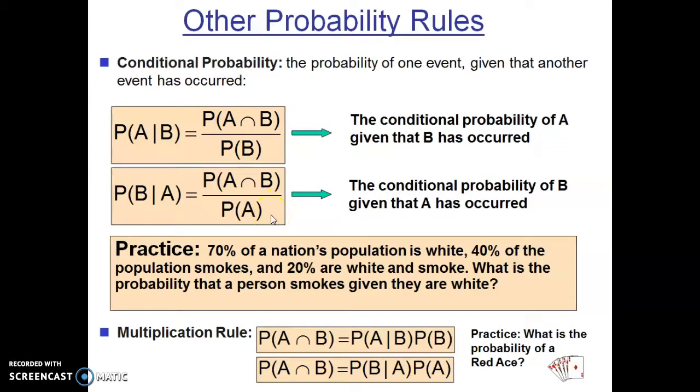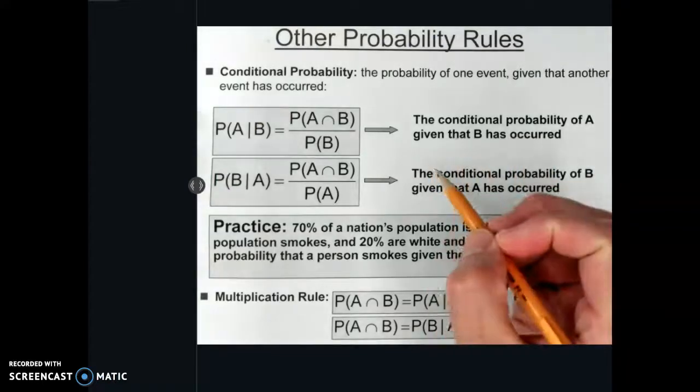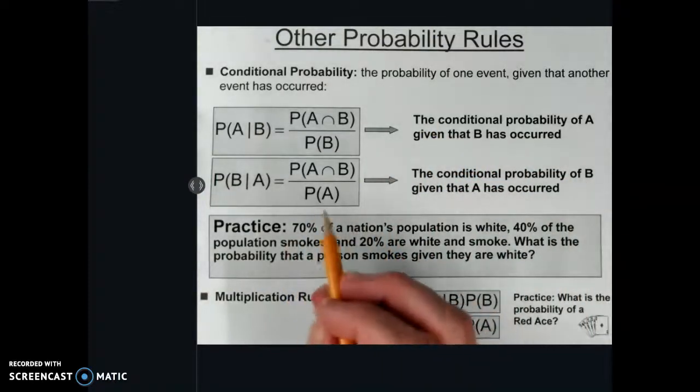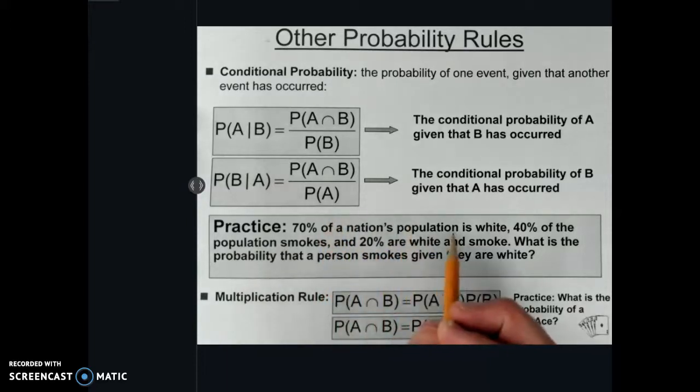All right, let's put some more real-world perspective on this. Imagine 70% of a nation's population is white, 40% of the population smokes, and 20% are white and smoke. What is the probability that a person smokes given they are white? Let's shift over to paper mode for a moment.